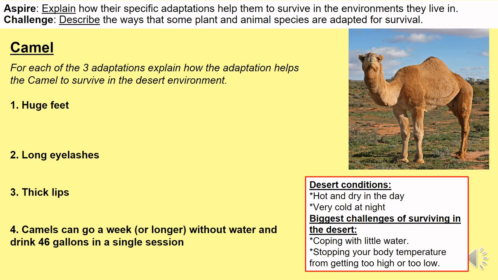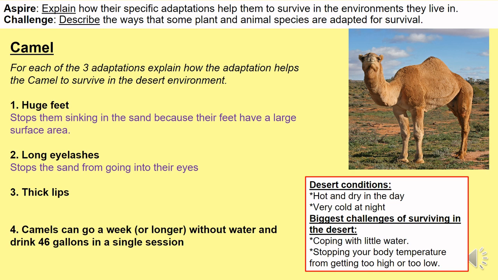Okay, so our camel has huge feet, quite obvious really, to stop it from sinking in the sand. Their feet would have a very large surface area, which would allow it to move about on the sand more easily. Camels have very long eyelashes to prevent the sand from going into their eyes, to shield their eyes from any sandstorms that they might be in.